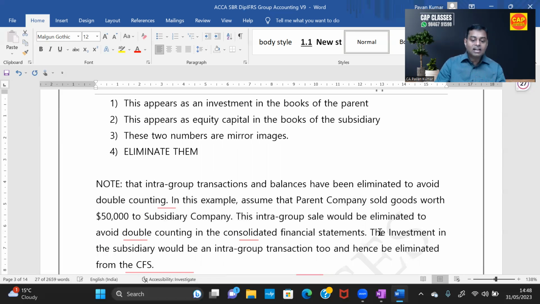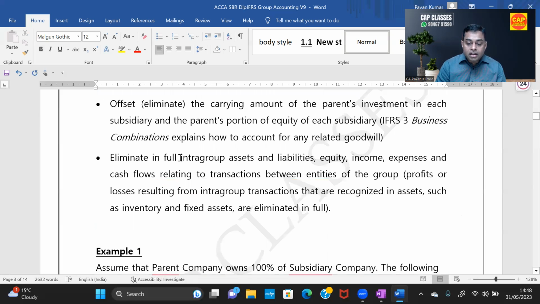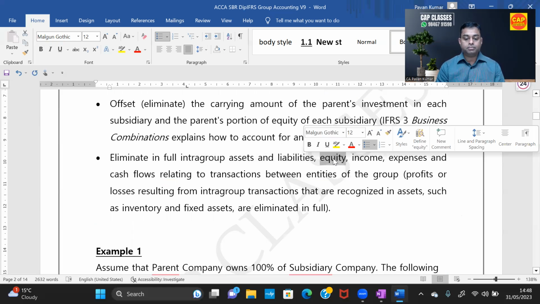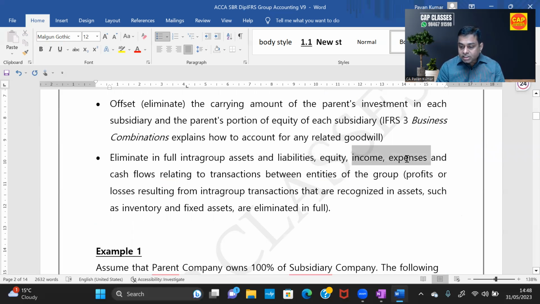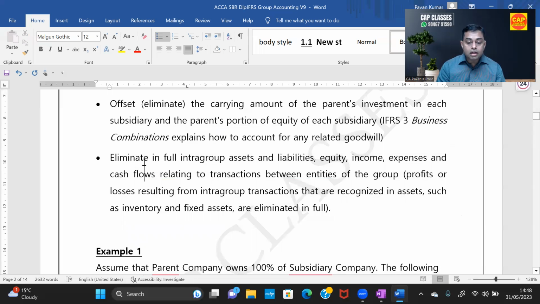That is the reason the accounting standard, IFRS 10, is saying that intra-group assets and liabilities, intra-group equity, intra-group income and expenses, and intra-group cash flows are to be eliminated in full. That's it.